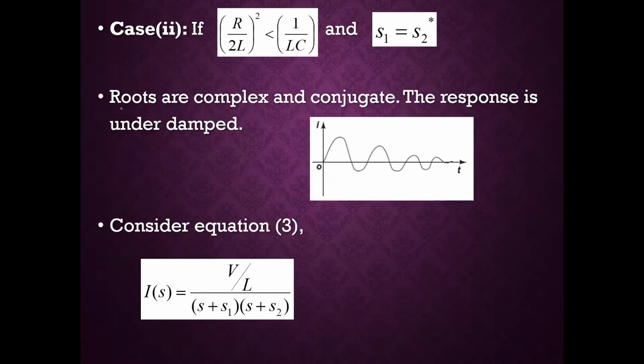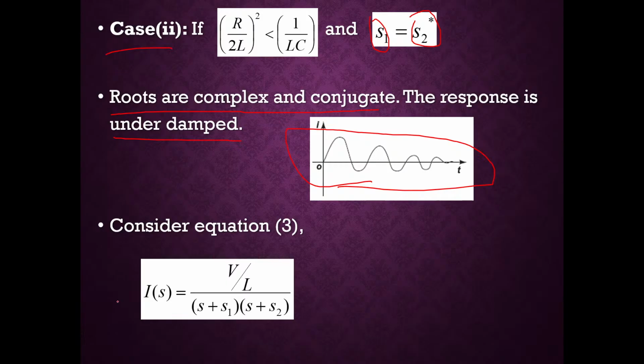Now let us assume the next case, case 2. Let us assume R by 2L whole square is less than 1 by LC, as well as the roots S1 and S2 are conjugate to each other. So it means S1 is conjugate to S2, or S2 is conjugate to S1. Here I have considered S2 is conjugate to S1. If R by 2L whole square is less than 1 by LC, then the roots are complex and conjugate and the response is underdamped response. This is how the response will look like.